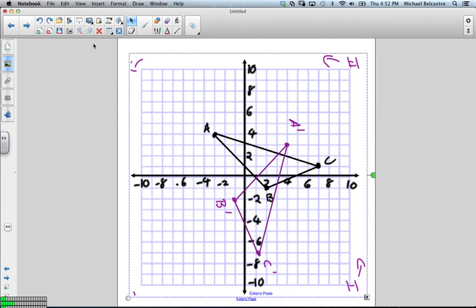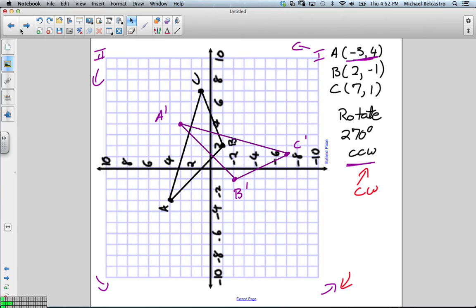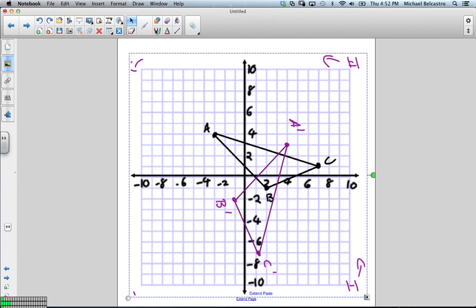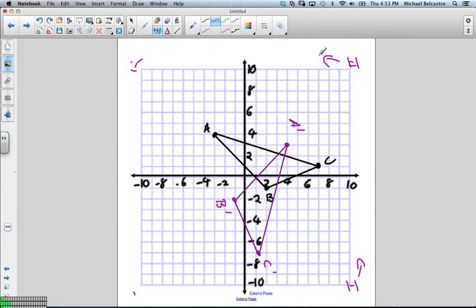So this would be considered counterclockwise, which is turning it to the right. So this would be considered going this way 3 times. 1, 2, and then 3. And let's write our new coordinates. What are our new coordinates here? 4 and 3. Okay, 4 and 3. That's our new A prime. B prime is negative 1, negative 2. Negative 1 and negative 2. Great. And C prime? 1 and negative 7. Yeah, 1 and negative 7.